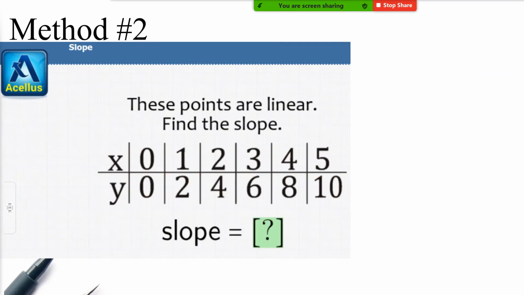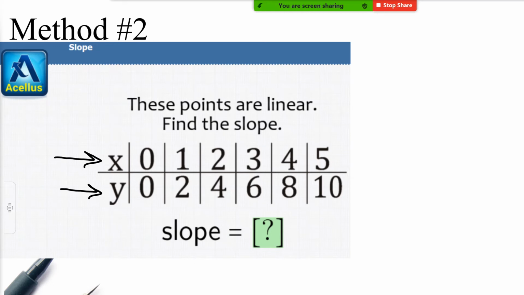The second method for finding the slope is using a table. Oftentimes a table comes in order. Notice my x's are in order, 0, 1, 2, 3, 4, 5. Notice my y's follow a pattern, 0, 2, 4, 6, 8, 10. Now, if it gives you this, you could use the slope formula, okay?